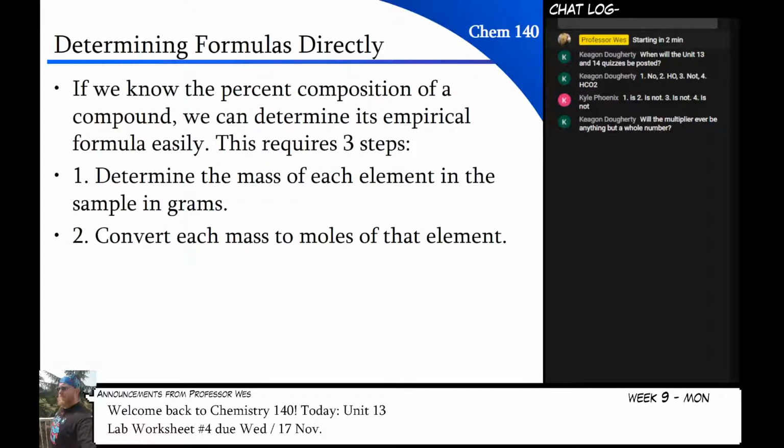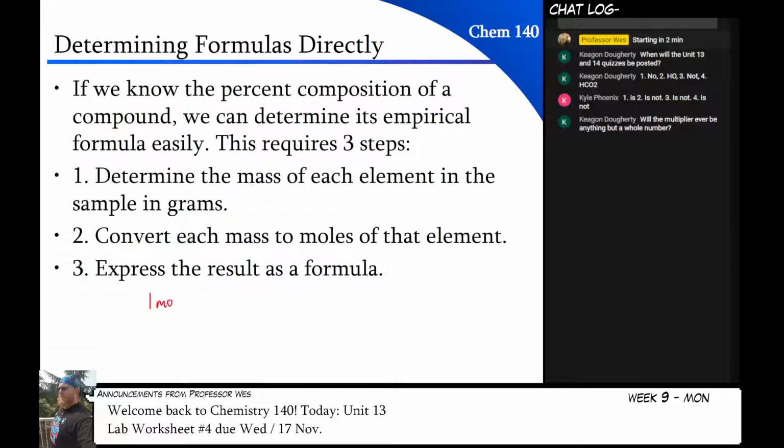All right, so I'm going to give you the mass of the sample in grams. Either you do that in the lab and you determine it yourself, or I just give it to you. So step one is pretty much free. Then you're going to turn all that into moles. And then from that, you just turn it into a formula. Because moles represent a number, and you could write a formula out of that.